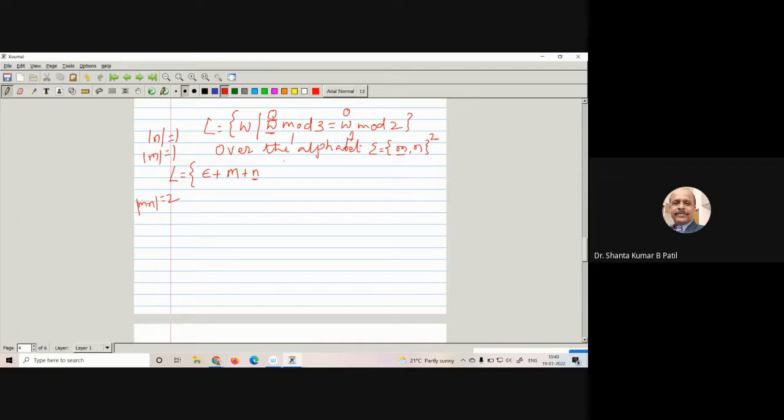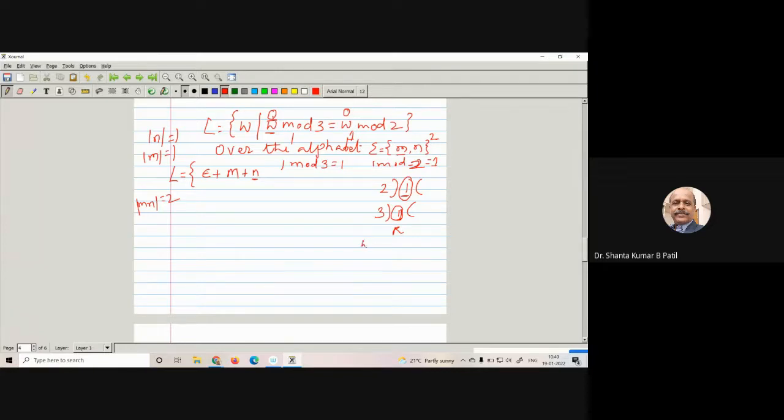So 1 mod 3 is equal to 1, and 1 mod 2, the remainder, is also equal to 1. If you are dividing 1 by 2, you cannot divide, so 1 will be the remainder. Even if you are dividing 1 by 3, you cannot divide 1, so this will be the remainder. There is no quotient.